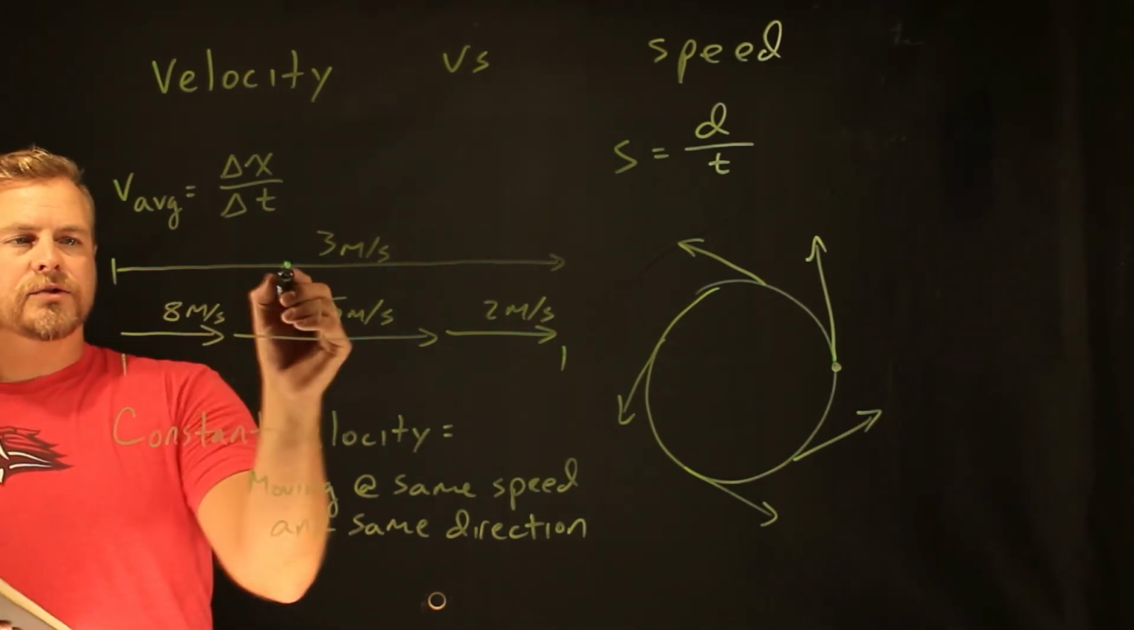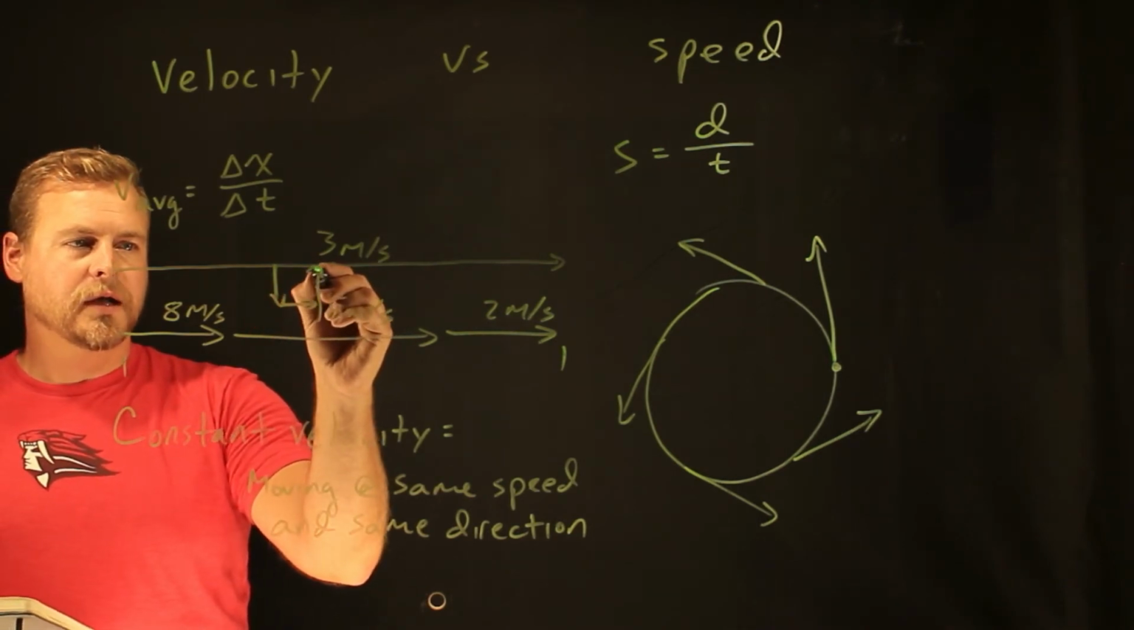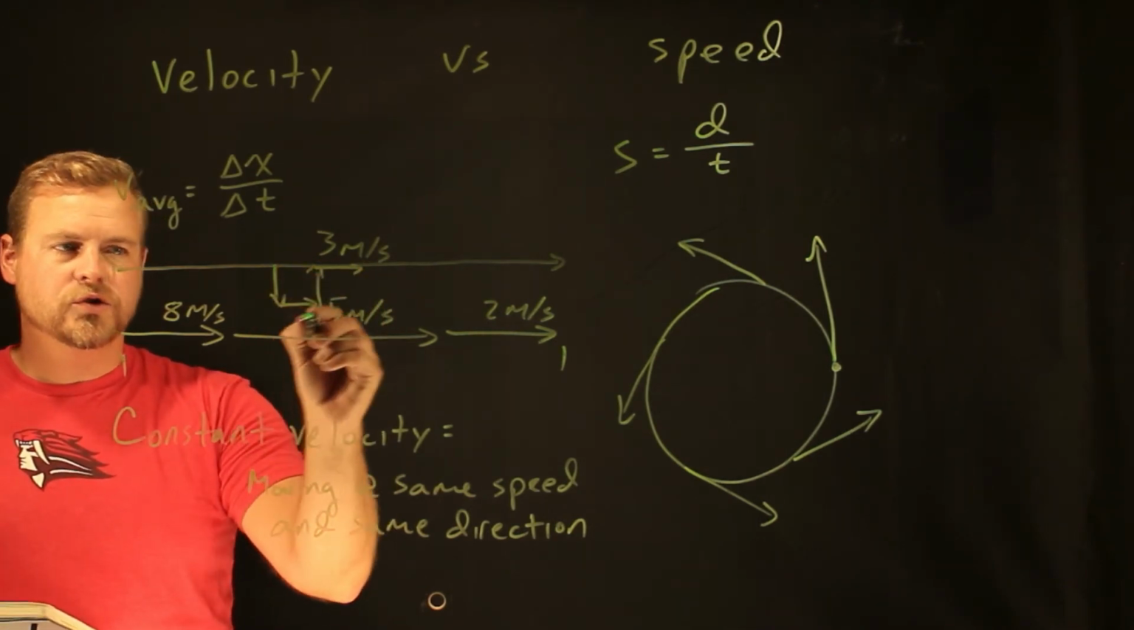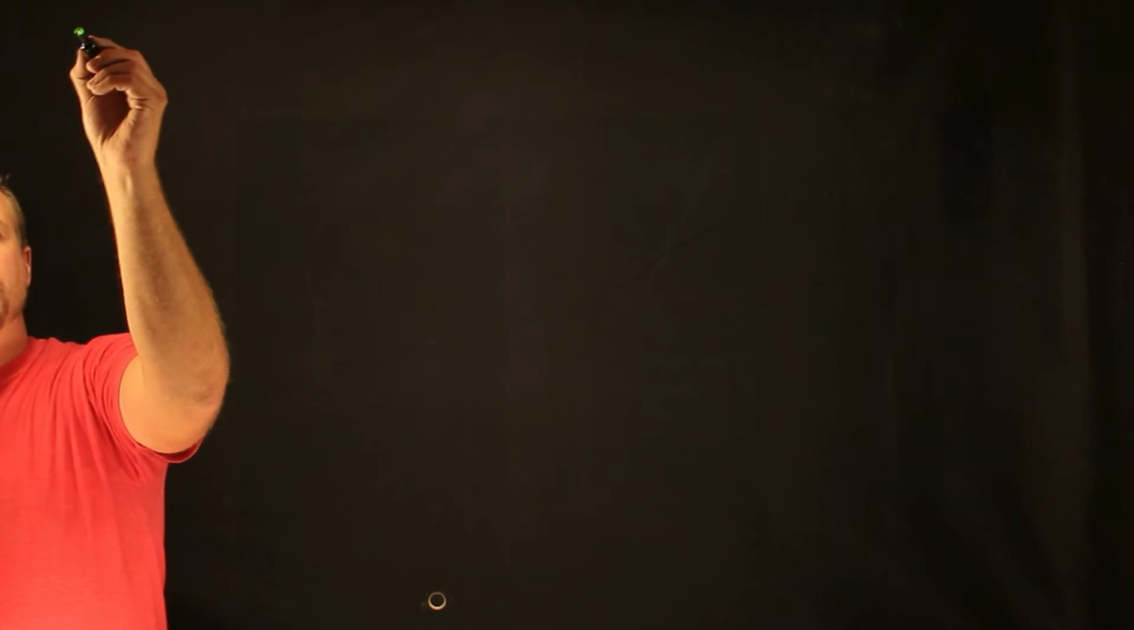If I had to make a detour and go this way, then this way, then this way, and then this way again, okay, I changed directions. That's not constant velocity anymore. Okay, let's do a couple examples.